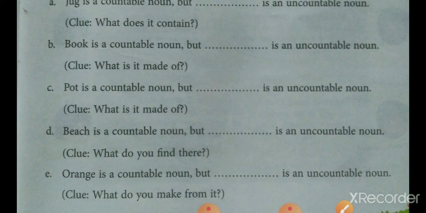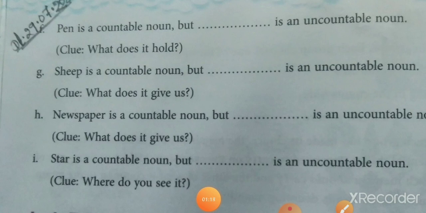Then E. Orange is a countable noun, but dash is an uncountable noun. Clue: what do you make from it? What do you make from orange? Orange juice. You can write here juice. Then next F. Pen is a countable noun, but dash is an uncountable noun. Clue: what does it hold? Pen holds what? Ink. You can write ink. Ink is uncountable.